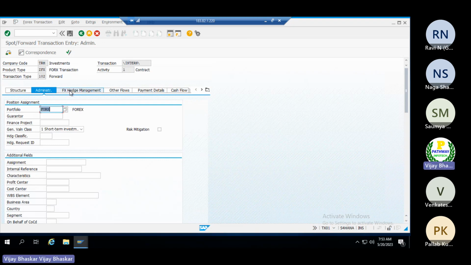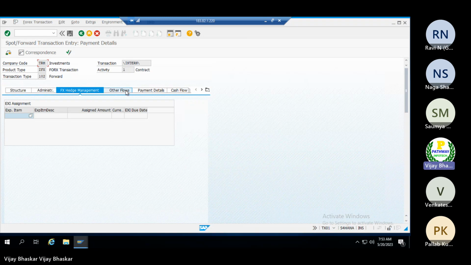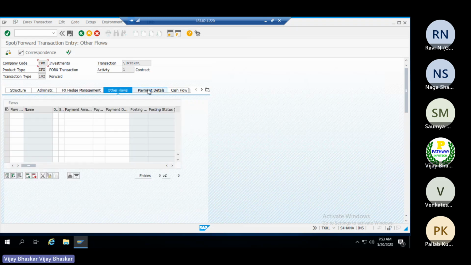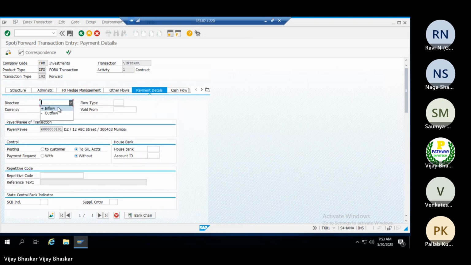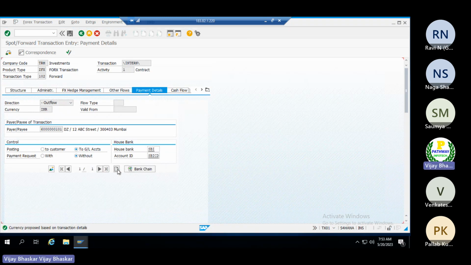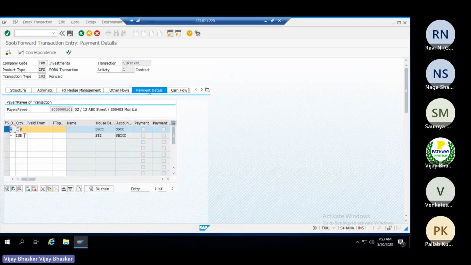Okay. Just for your information, go to the administration tab. Select the portfolio. Hedging does not require other flows, payment transactions. First, let us decide the outflow. Create inflow. Let me stay here. Both have appeared.